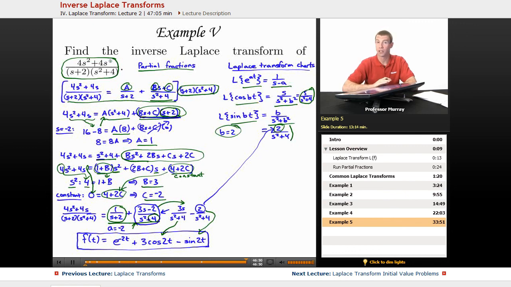In the next lecture, we're going to see how we can use Laplace transforms to solve differential equations and solve initial value problems. So that's the next lecture in this series on differential equations here on Educator.com.